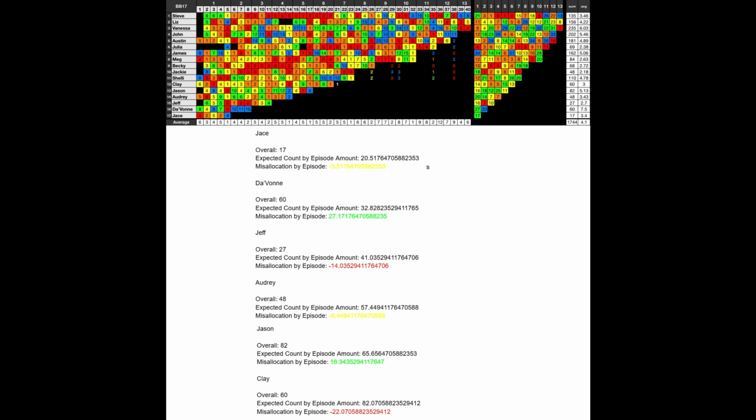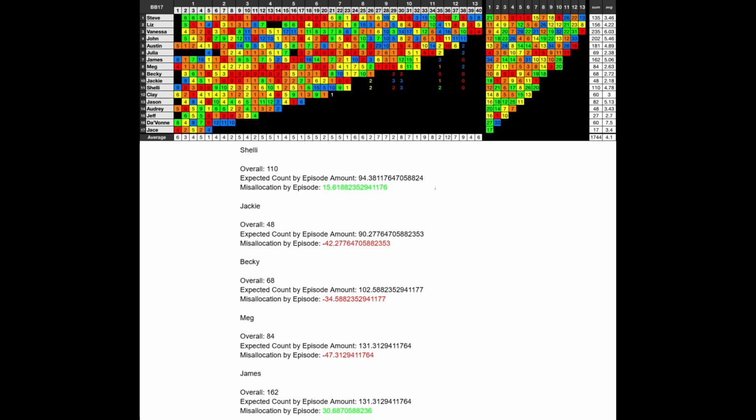He definitely did cause a lot of drama and was into the gameplay, but he just wasn't good with diary rooms. I think that explains this here. Shelly got 110 diary rooms during the season, and her expected count by episode amount is 94.38, causing a 15.61 misallocation, which makes sense because she was nominated her last 2 weeks and she won 2 HOHs.